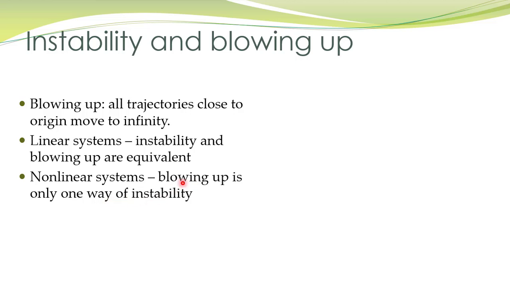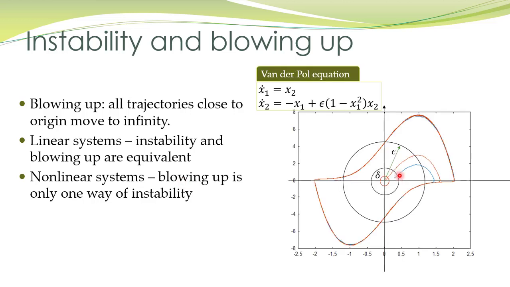It is quite possible that the trajectories remain bounded, but the system is unstable. Here is the example which we have already studied. We can see that the trajectories are bounded. This state x and x dot are not becoming unbounded, but still the equilibrium point for this system is unstable. So for nonlinear systems, blowing up is only one way of instability. It is quite possible that the trajectories do not become unbounded, but the equilibrium point of the system is still unstable.